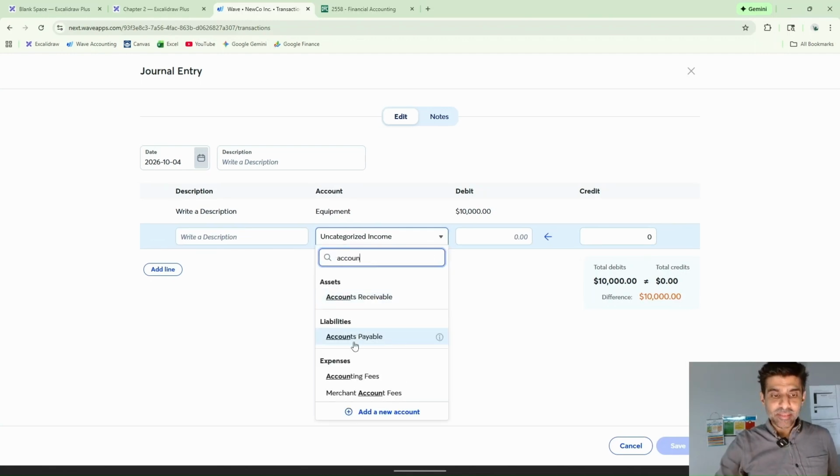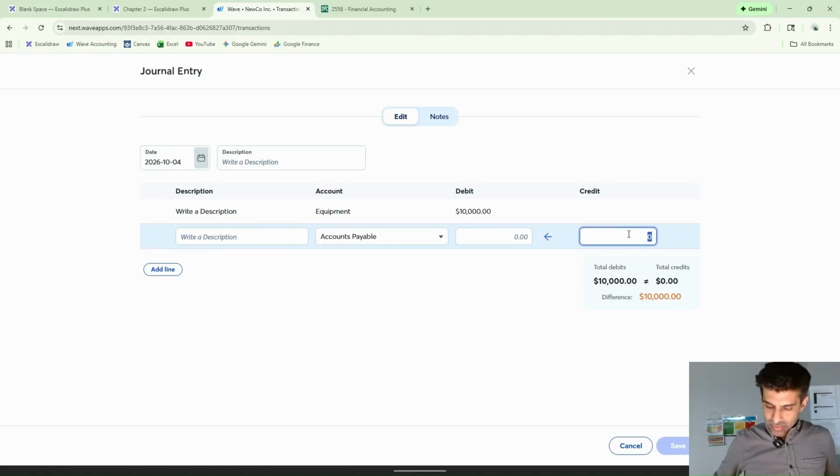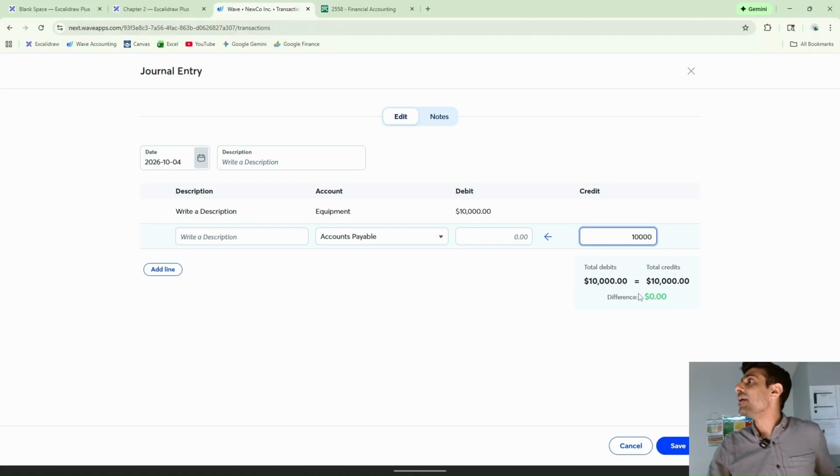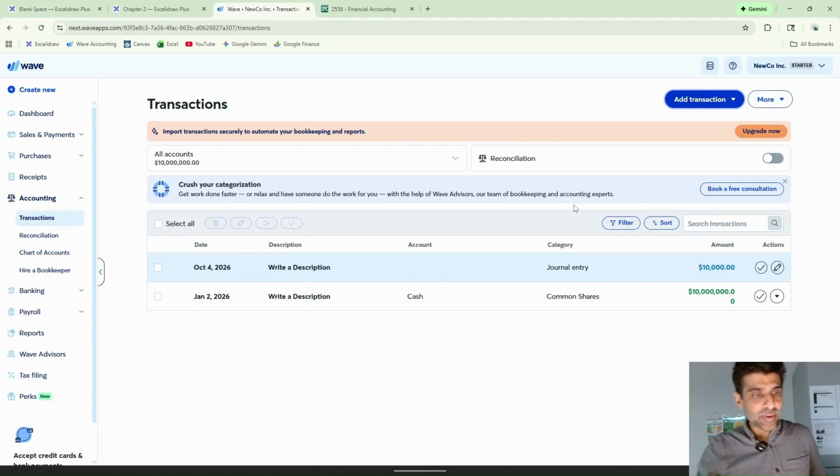You can see here the drop down is listing it by type. So I can see liabilities, accounts payable. Okay, so now it's going to let me do this because my debits and my credits are equal, and the accounting software knows that's the cardinal rule. Okay, so I can save. Now you can see it appeared here. It says category journal entry 10,000.